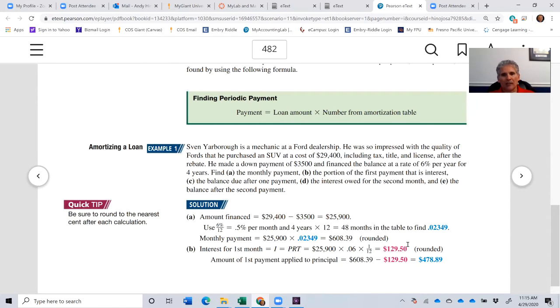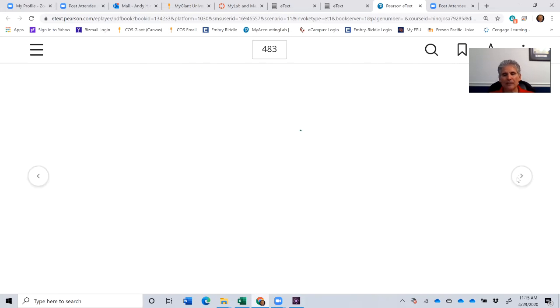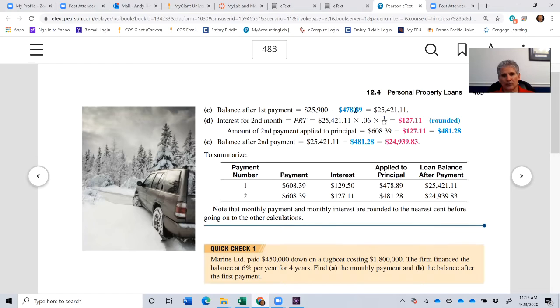That's the interest. Now, Sven made a payment of $608.39, but of that payment, $129.50 went towards interest. $608.39 minus the $129.50, poof, that money's gone, that went towards interest. The balance now gets applied towards the principal. We come up with $478.89. That's the principal portion. The balance was $25,900 minus the $478.89. That's going to give us a balance after that first payment of $25,421.11.